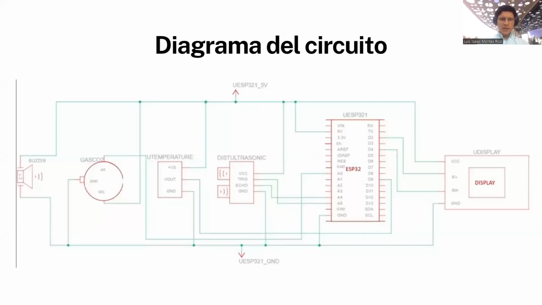And for the implementation, we have a circuit diagram where we have the LED display, ESP32 chip, our distance sensor, and our temperature and gas sensor, all connected to the same 5-volt power source. The buzzer is passive, so there's no need for it to be connected to this power source.